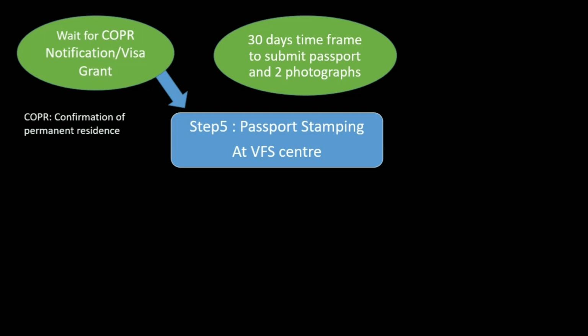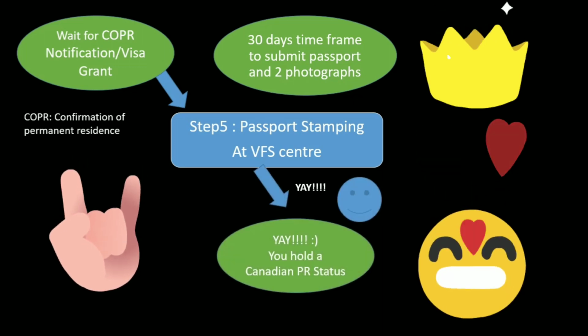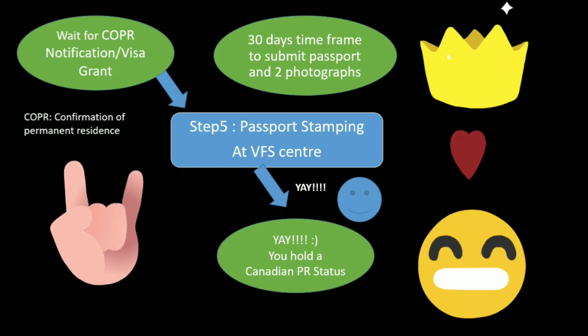But if you're planning to mail it, it will take about 3 to 7 working days to get your passport stamp. So on the COPR, you get a specified date. Before that date, you are supposed to visit or land in Canada. So there are 2 options. One, you can have a soft landing and get your PR card in a month or so and return to your home country. Or second, you can migrate altogether. The choice is yours. Now you get your PR. Yay! You hold your PR status now. So that's about these steps.